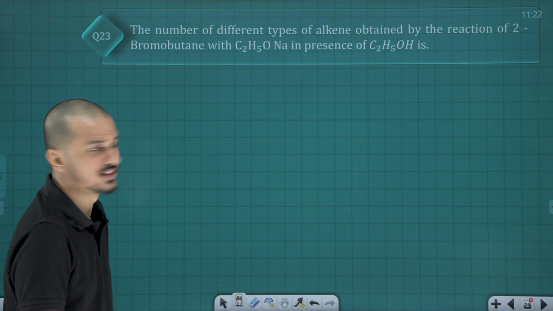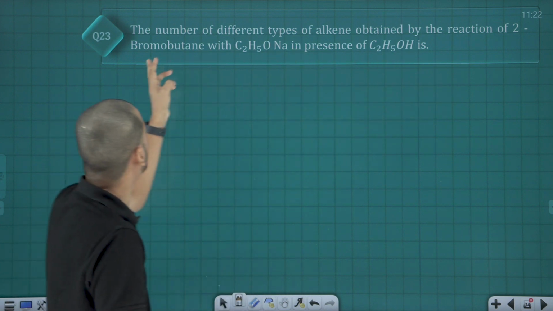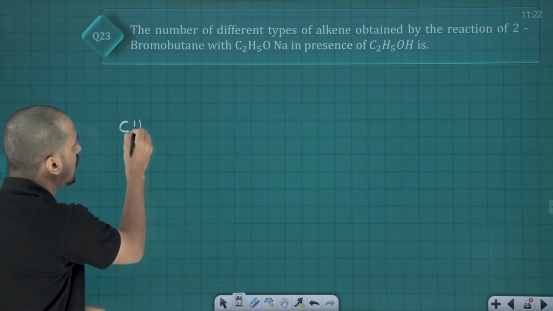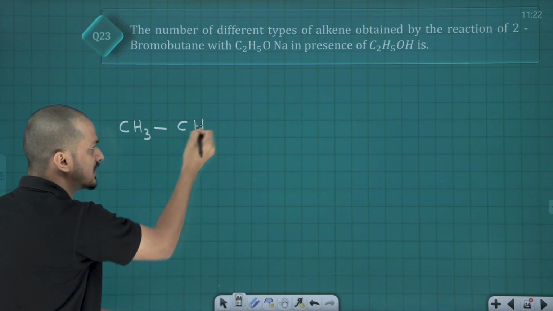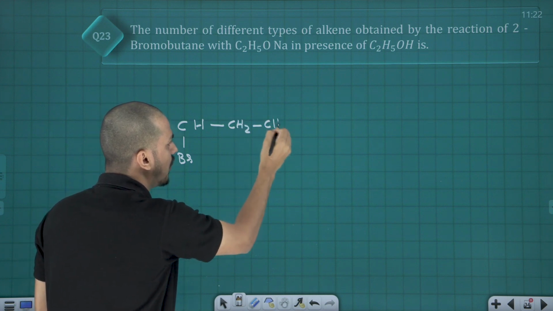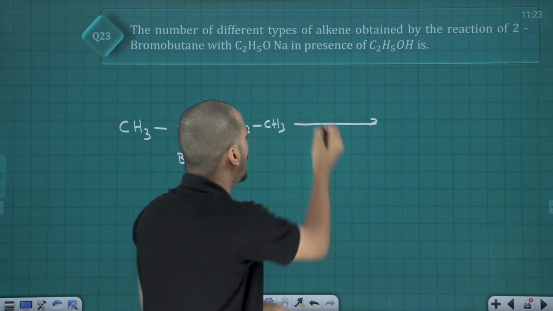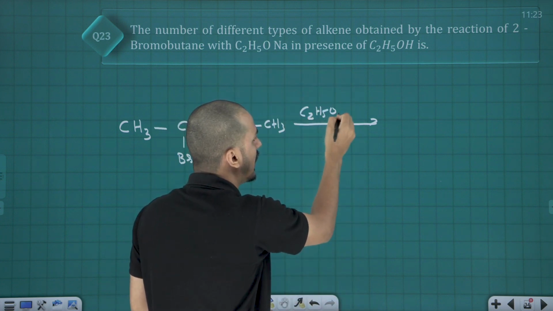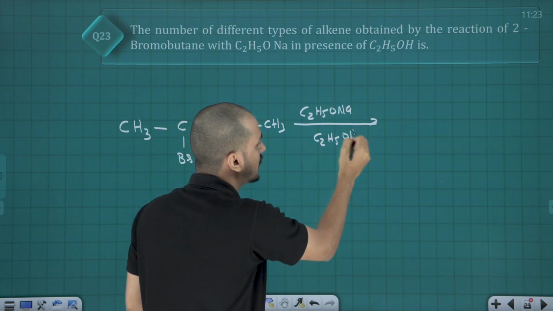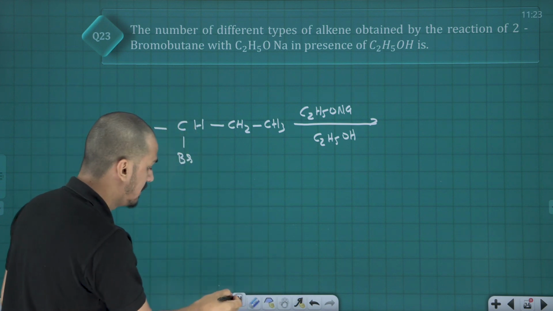What's the third question? The number of different types of alkene obtained by the reaction of 2-bromobutane with C2H5ONa. 2-bromobutane means this one: CH3CHBrCH2CH3. This one you are treating with C2H5ONa in the presence of a base and alcohol, C2H5OH. What kind of reaction will take place? Elimination reaction will take place. Beta elimination.